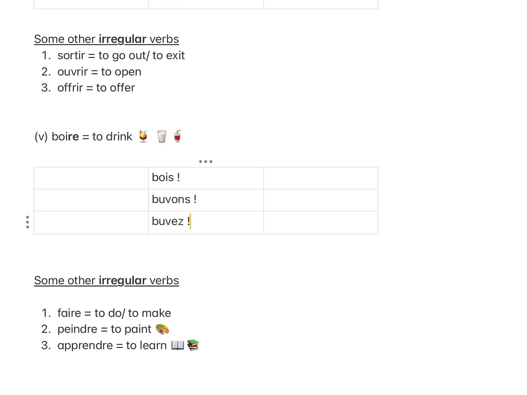So we get the imperative form for the verb boire, which is bois, that means drink, that is when addressing informally. Buvons, which means let's drink. Buvez, which also means drink. However, it is used when addressing formally or to a group of people.